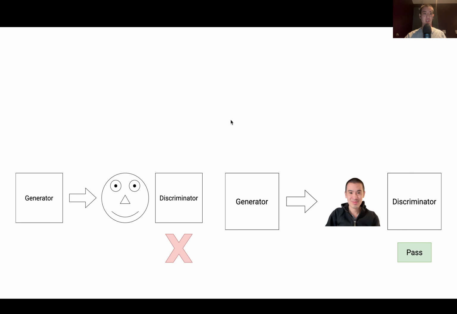So for example, our generator will initially have terrible weights and will not generate realistic looking images. Here it generates a stick figure smiley face, and so our discriminator will say this is definitely fake, or not real, or data generated by the generator. But as the generator's weights improve, hopefully it can generate more realistic looking images, and the discriminator will think, well, it's real, and give it a pass.